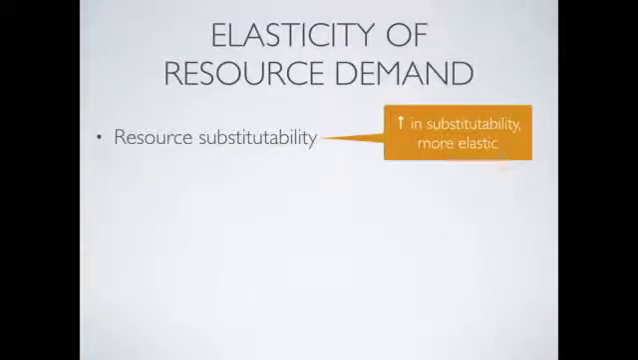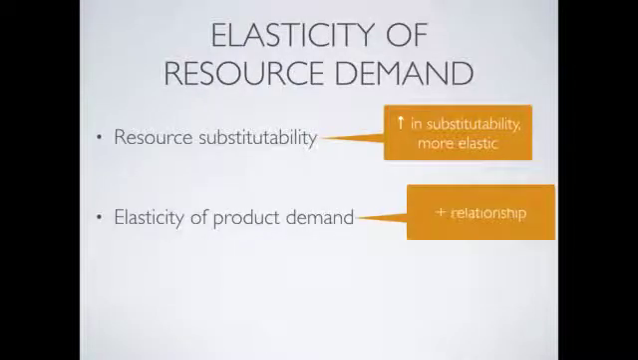The level of substitutability. Is it very easy to substitute one resource for another? For example, can we easily substitute capital for labor? If that's the case, then the quantity demanded will be very responsive to changes in the wage rate, because if we can shift over to capital very easily, any increases in the wage rate will cause a dramatic decrease in the quantity demanded of labor, because we can substitute away from labor and into capital.